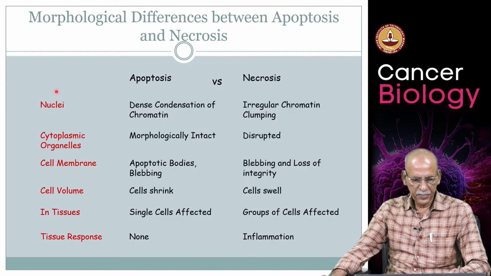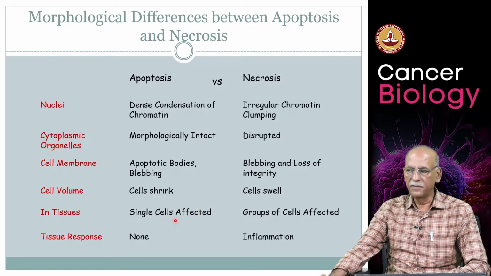You can see that the nuclei in apoptosis have a dense condensation of chromatin, whereas irregular chromatin clumping is there in necrosis. Cytoplasmic organelles are intact in apoptosis, whereas they are disrupted in necrosis. Cell membrane, the blebbing and loss of integrity, more or less you see that. Cells shrink and cells swell. This is another important difference.